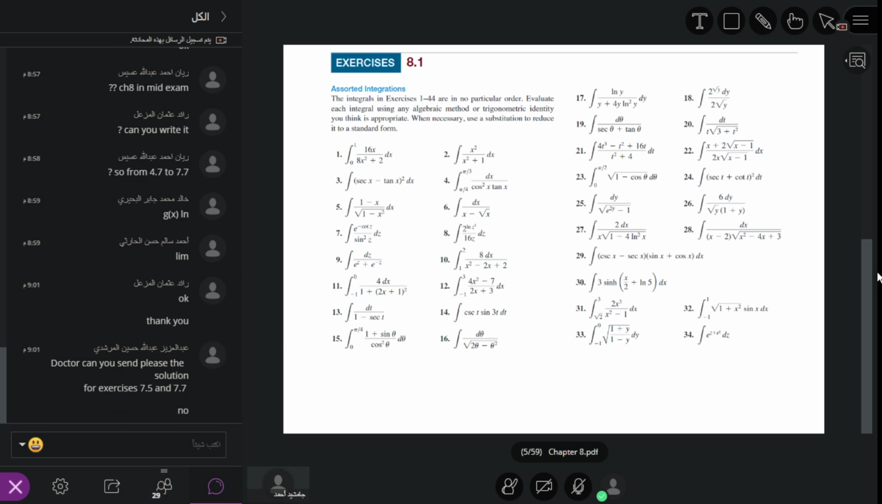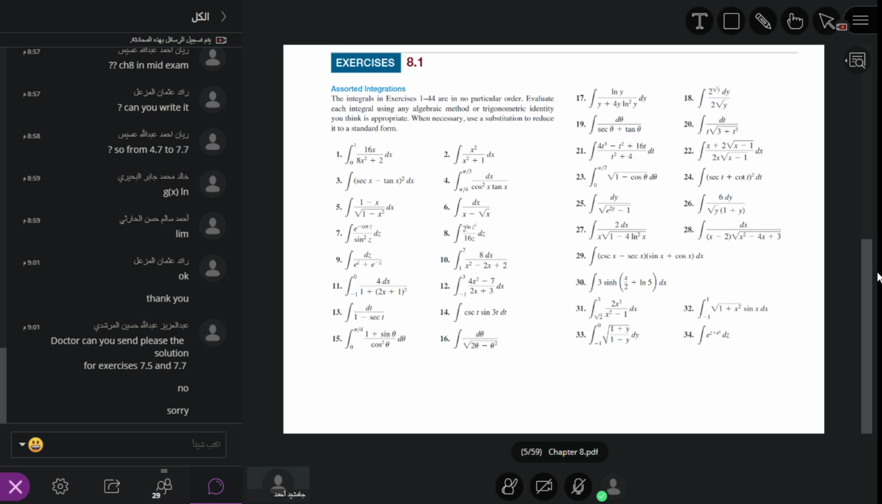So here you can see, what is the question? Evaluate the definite integral from minus pi by 2 to pi by 2 of the function x power 3 cosine x.